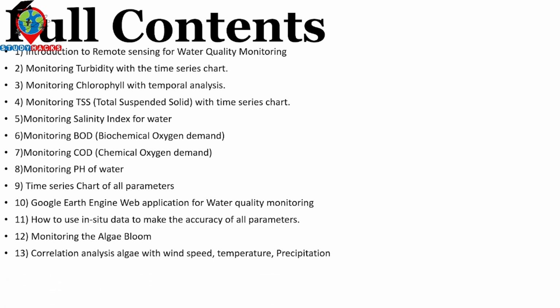As well, we will talk about correlation analysis. This time, it's very important for the correlation analysis, because this type of parameters, suppose total suspended solid, salinity, BOD, COD, PS, all of the parameters have some correlation with precipitation, with temperature, with wind speed. Okay, so this type of thing I also try to show you. Suppose in correlation, you want to check what the correlation is between algal bloom and wind speed.